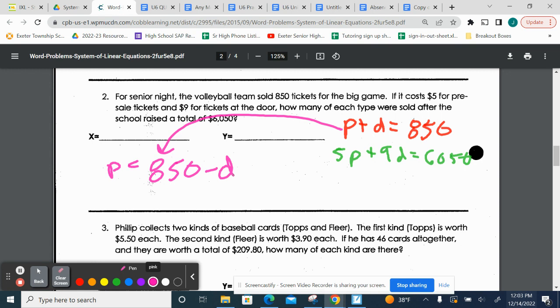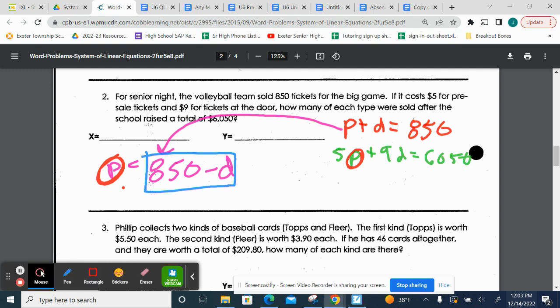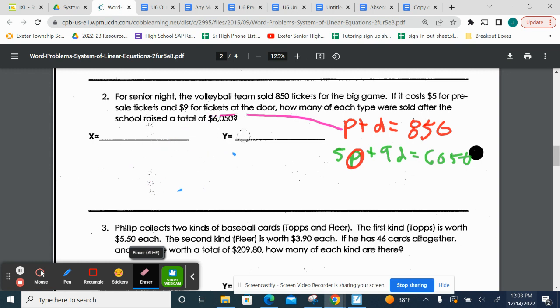So I'm going to take, and I did this in my video from yesterday, and I'm going to match that up. So I've got P by itself in this equation. So I'm going to find the P in the other equation, and I'm going to replace it with 850 minus D. So I'm going to have to do a little erasing here. I'm going to put my 850 minus D right here.